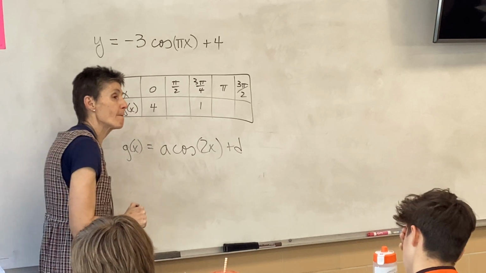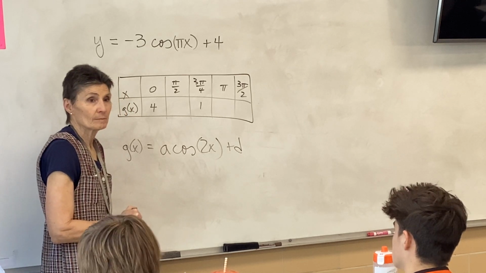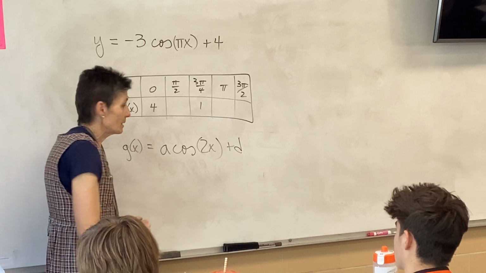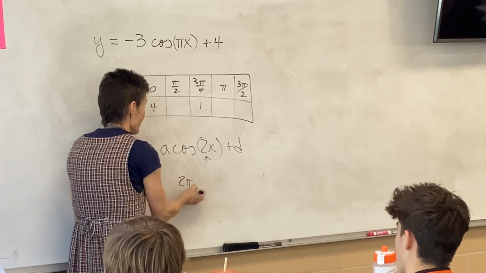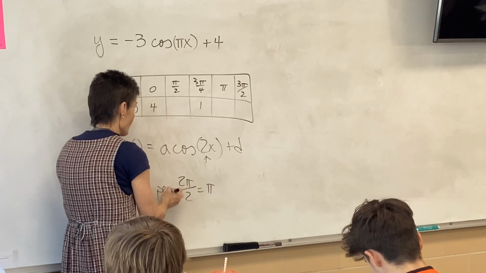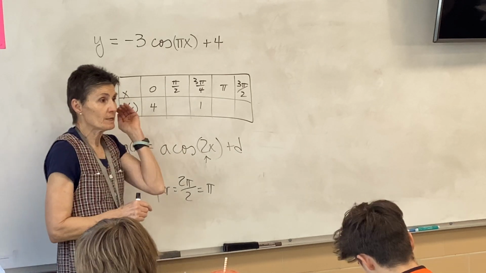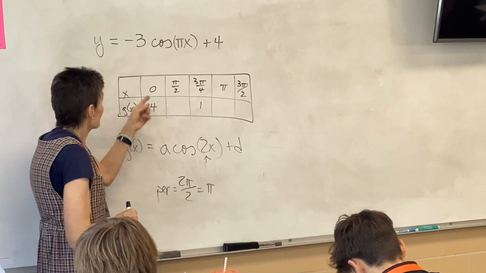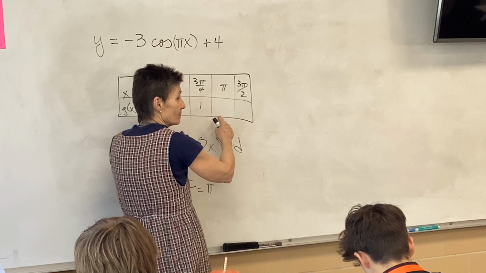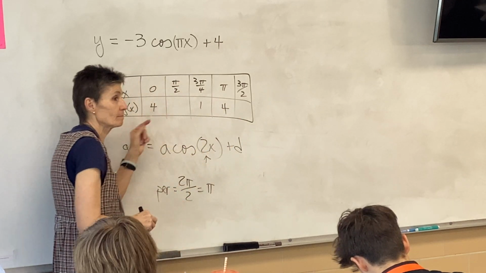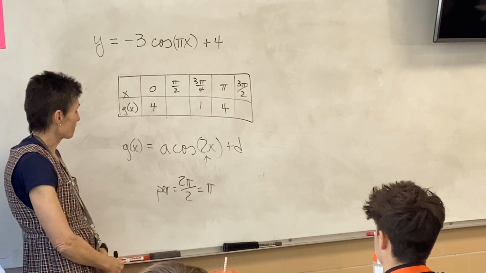Jamie? The period is pi. Stop right there. Period's pi. Why is the period pi? Because the period's supposed to be 2 pi, but it's been divided by 2, so the period is pi. What does that mean? Every pi, it repeats. So at 0, it's 4. What is it at pi? 4? Would you agree with that? Okay.